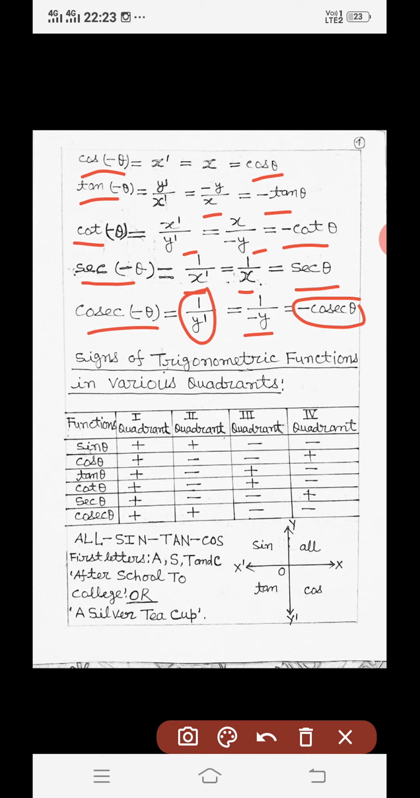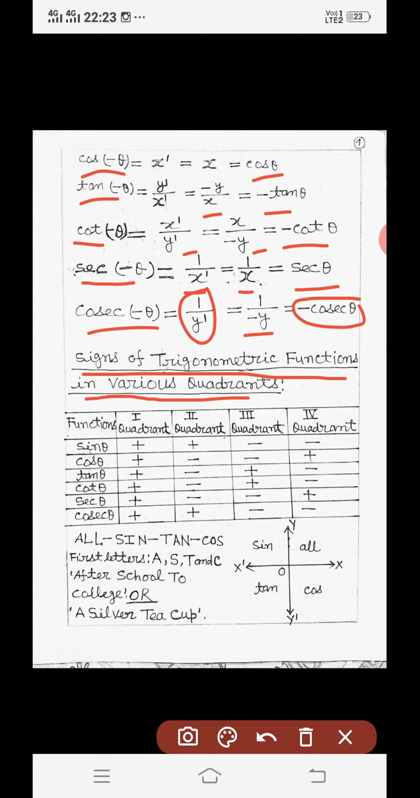Now we will discuss signs of trigonometric functions in various quadrants. The following table gives the signs of trigonometric functions in different quadrants.